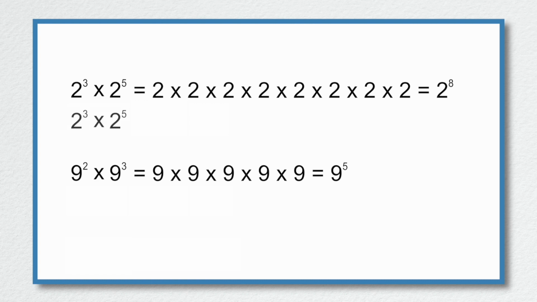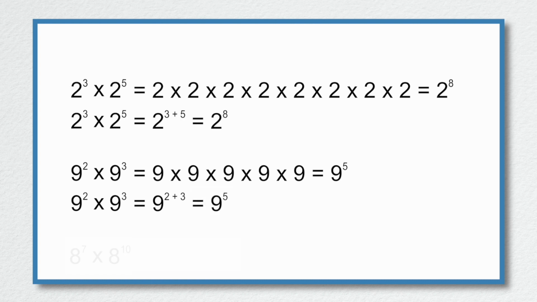So 2 to the power of 3 multiplied by 2 to the power of 5 is equal to 2 to the power of 3 add 5, which is equal to 2 to the power of 8. And if we had 9 to the power of 2 multiplied by 9 to the power of 3, well, this would equal 9 to the power of 2 add 3, which is equal to 5. So if I had 8 to the power of 7 multiplied by 8 to the power of 10, this would be 8 to the power of 7 add 10, which is equal to 8 to the power of 17.